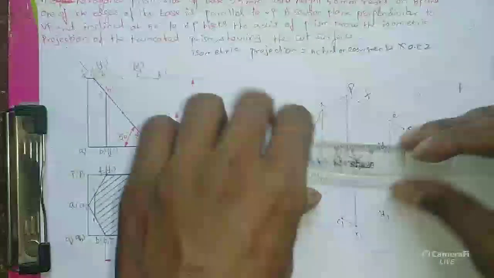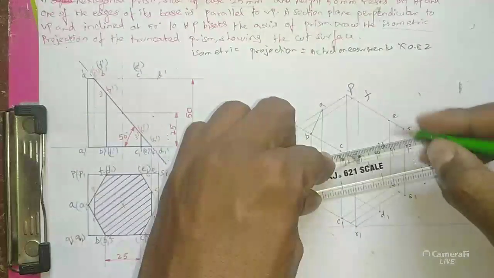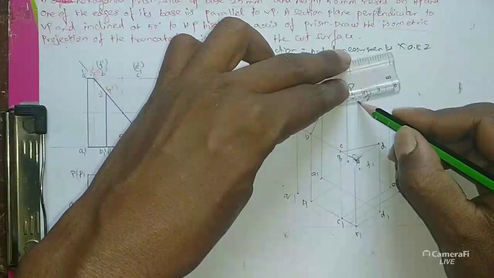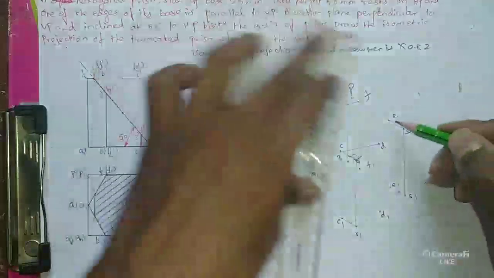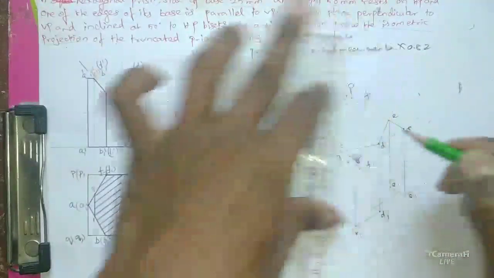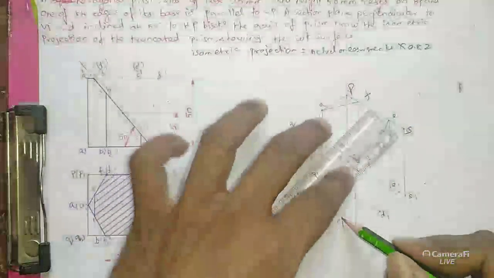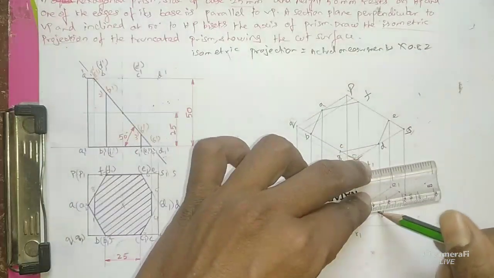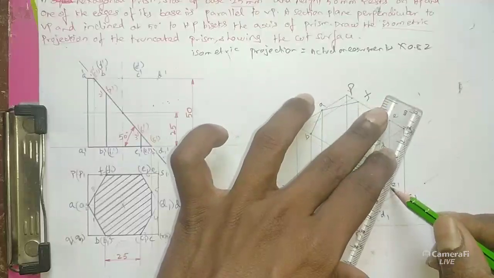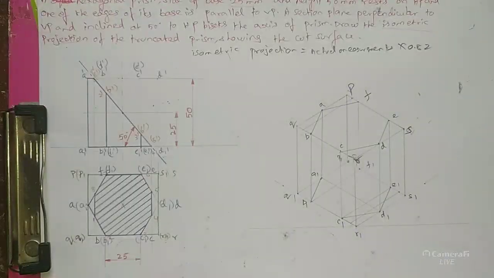Now we have to connect all those points using our freehand scale. All the lines are light lines. So this is F and this is the point E. This is C. Connect C with D1 and connect E with D1. Now we have to mark the points.